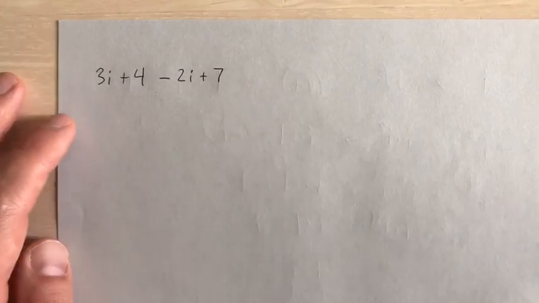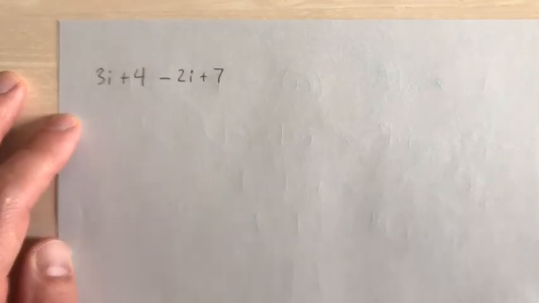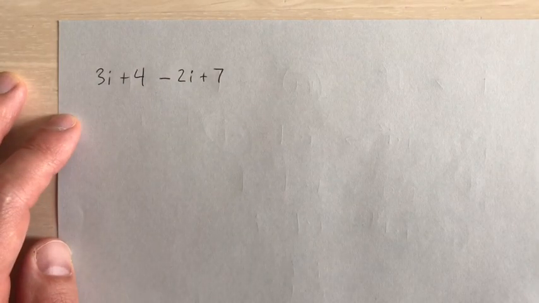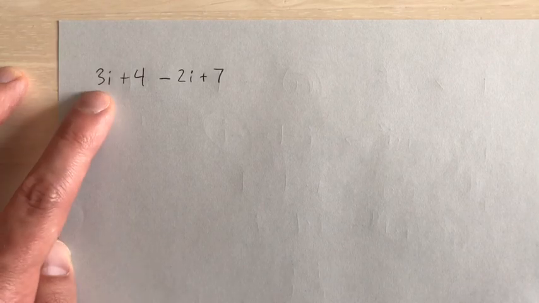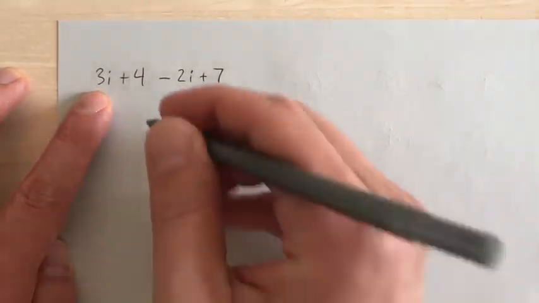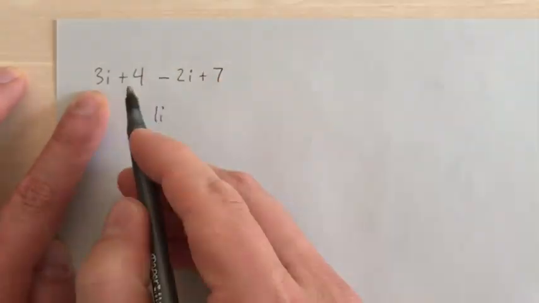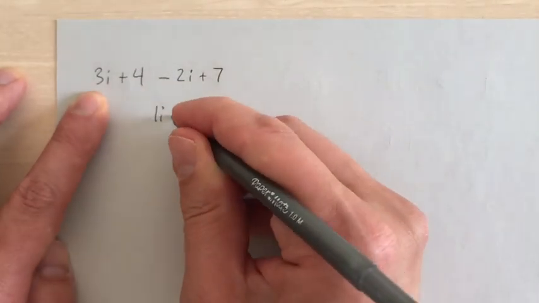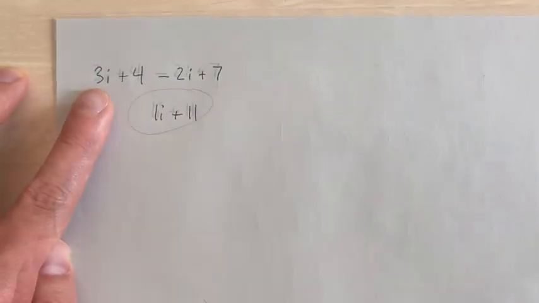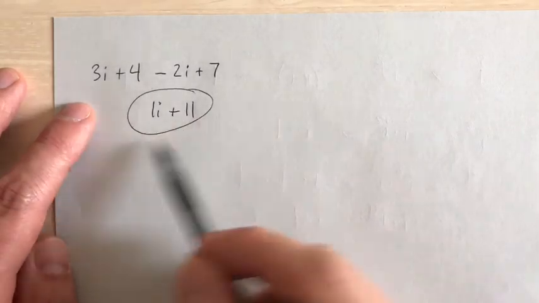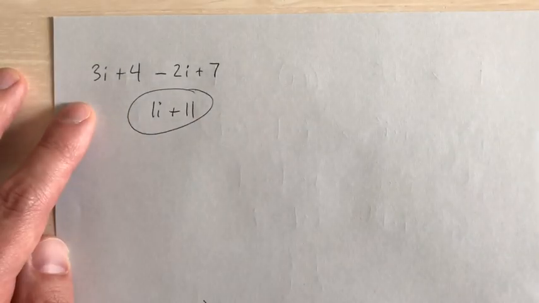So let us begin. For this particular one, I just want to add things together. These work the same way as variables. So for instance, 3i minus 2i is just 1i. And if I add these like terms, I would get 11. So that would be the simplified version of that original problem. Let's try a problem like this.